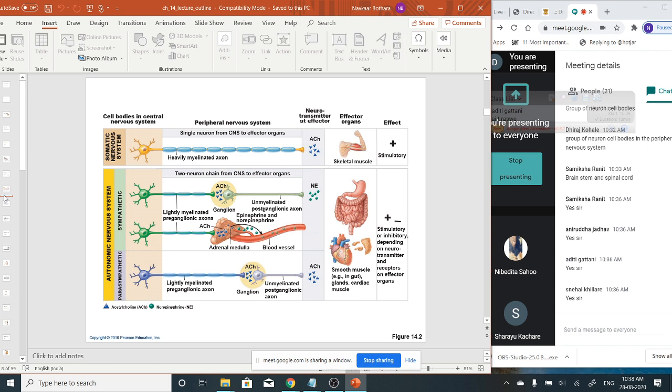So this is acting here, and because of this, the adrenal medulla causes release of adrenaline and noradrenaline. This is important. Epinephrine and norepinephrine are not only acting as neurotransmitters, but also as hormones, playing a role in the fight and flight mechanism, which you discussed earlier. So here the neurotransmitter in sympathetic is noradrenaline, and in parasympathetic it is acetylcholine.